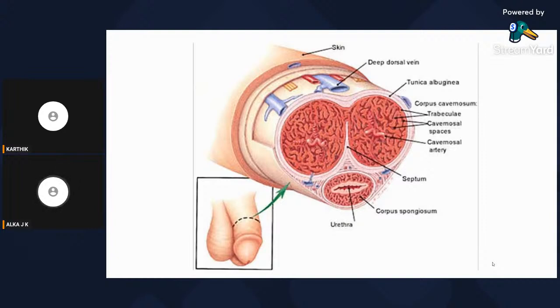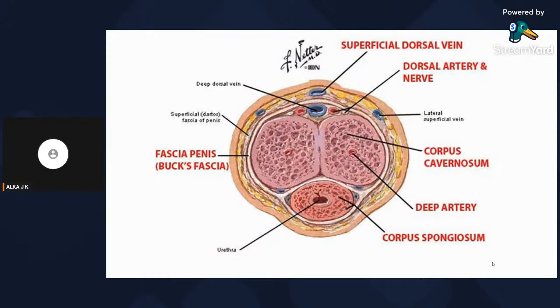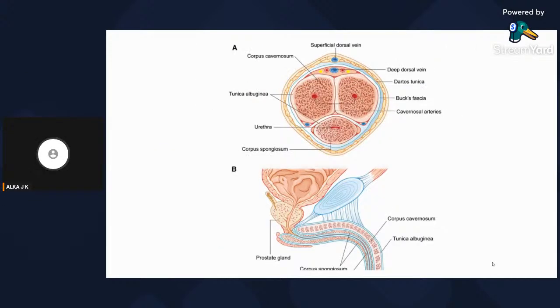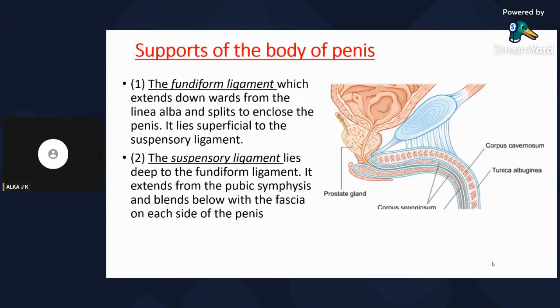So this is the root of the penis as well as the body of the penis. Next, this is the section; the same picture comes if we take a section of the penis. Along with that, you should see the supports of the body of the penis.